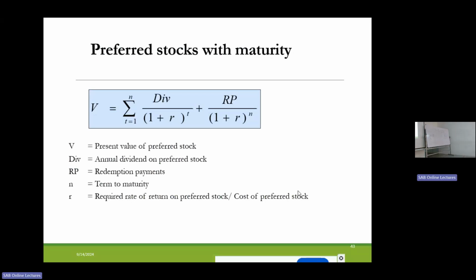Like bonds, at the maturity you will get the redemption price, the redemption payment. So in this case, the redemption payment is always equal to the face value. In the case of bonds, face value is 1000. In the case of preference shares, face value is normally 100. We take it as 100. This is the model that you can apply when the preference shares have a maturity.